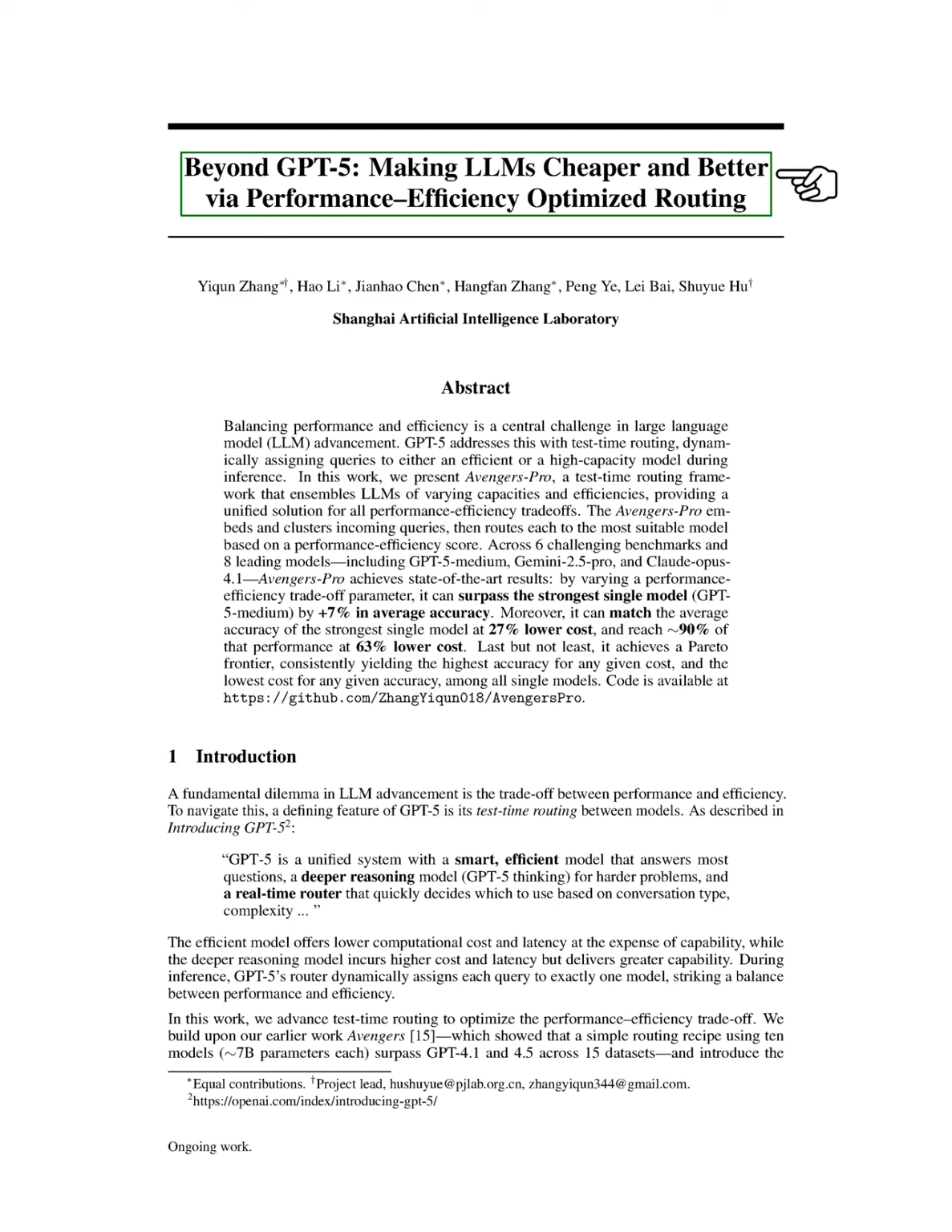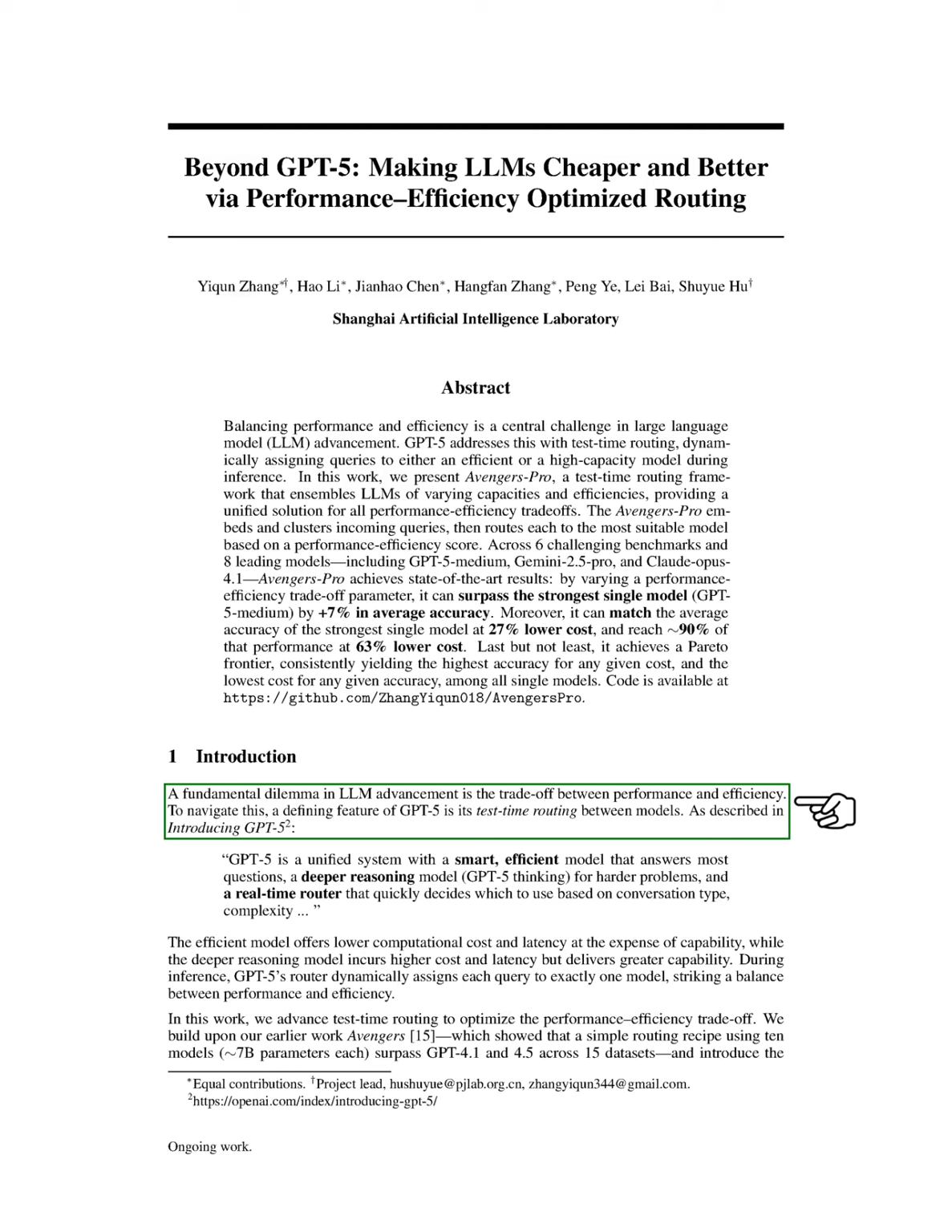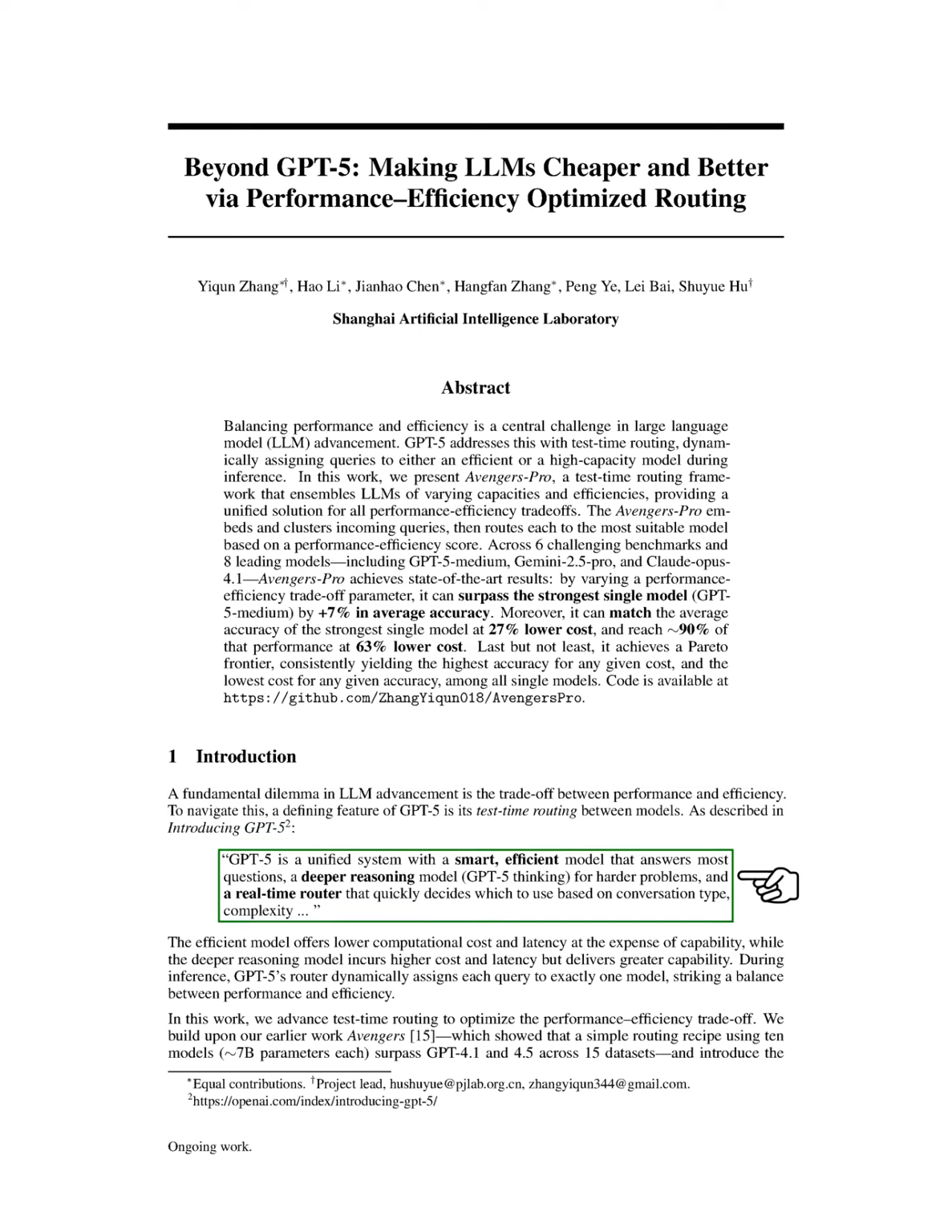Section: Introduction. In this section, we address a key challenge in the development of large language models, LLMs, which is balancing performance and efficiency. A notable aspect of GPT-5 is its ability to route queries to different models based on their needs. As highlighted in the introduction to GPT-5, it features a general model for most questions and a more advanced reasoning model for complex problems, along with a real-time router that determines which model to use based on the type and difficulty of the conversation.